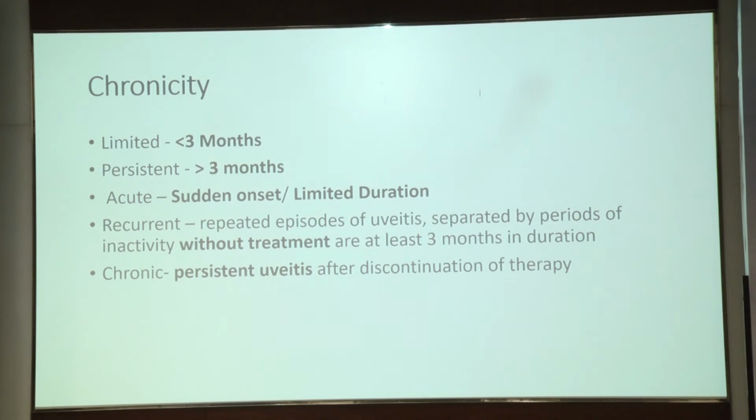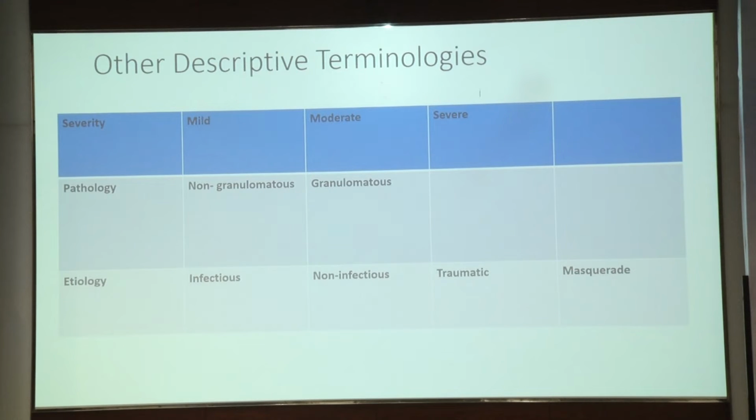What is the chronicity of the disease? Whether it is limited, that is less than 3 months, whether it is persistent, greater than 3 months, whether the disease has been acute, which is sudden onset with a limited duration, and whether it is recurrent, which is repeated episodes of uveitis separated by periods of inactivity without treatment of at least 3 months in duration. Similarly, chronic uveitis will be labeled when there is persistent uveitis after discontinuation of therapy. And then we have to see whether the attacks are mild, moderate or severe.